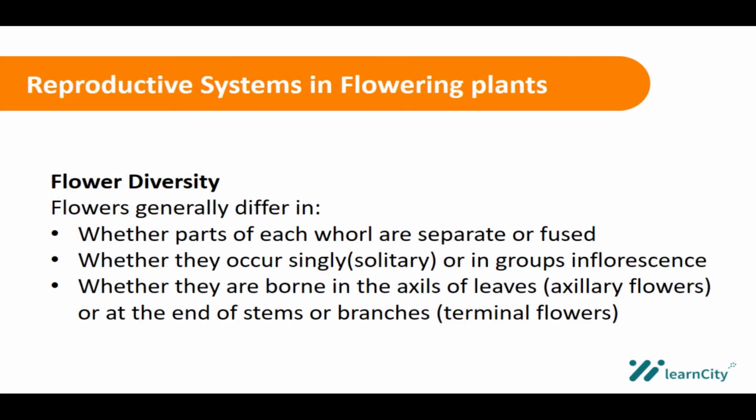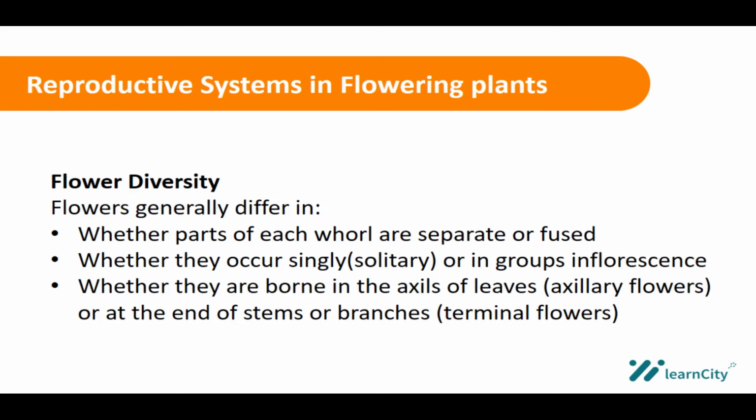Then we could also have flowers differing in whether the parts of each wall are separate or fused. Now each wall has different parts. So we have some flowers where the parts of each wall are separate or they are fused. Then flowers also differ in whether they occur singly. These are solitary flowers. We have some flowers that occur singly, that's one separate, each one on its own. Those are called solitary flowers, or we could have flowers in groups. Those are inflorescences. So we could have the flowers in those groups also.